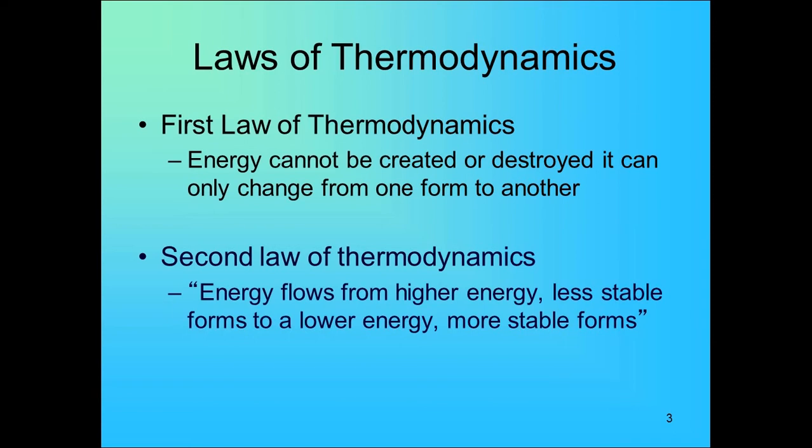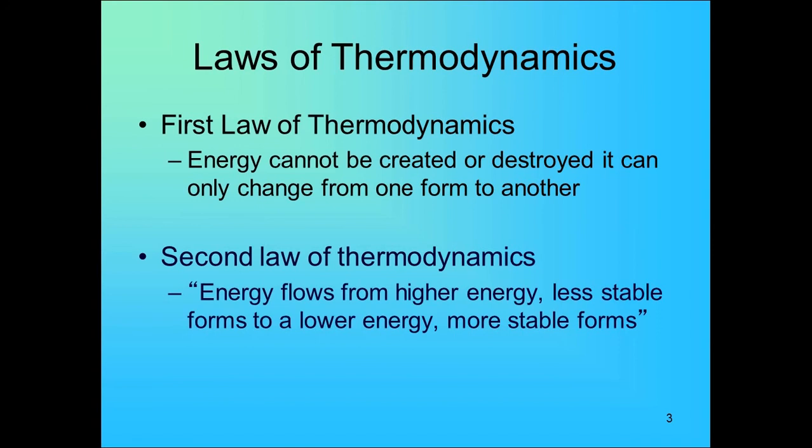This is true in living systems as we change glucose to ATP and then ATP into some sort of cellular process. The second law talks about what happens to that energy as it changes. As with all things, energy flows from higher to lower. In this case, if it has a higher energy level, it is less stable. As it flows to a lower energy form, it becomes more stable.